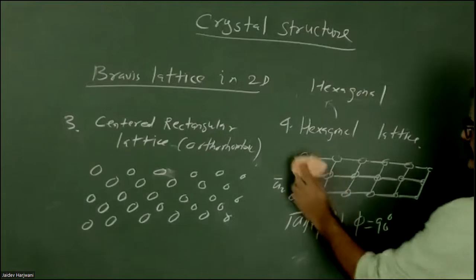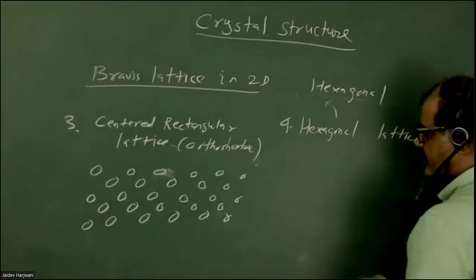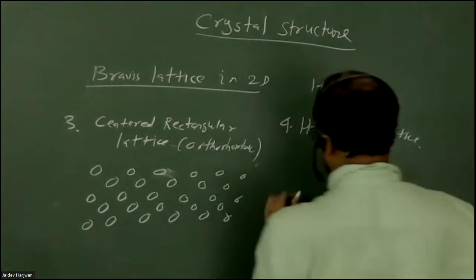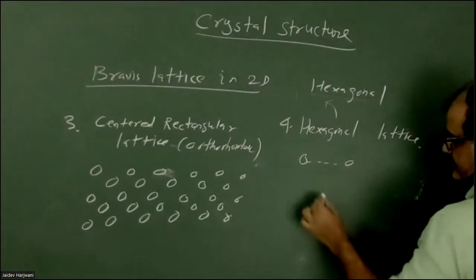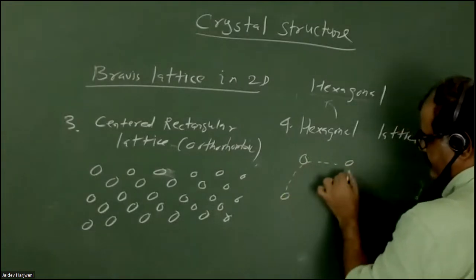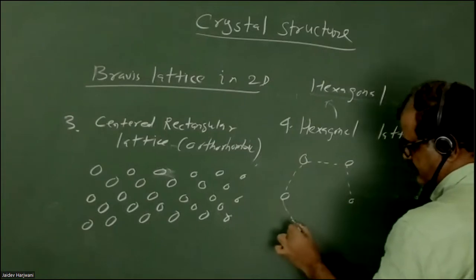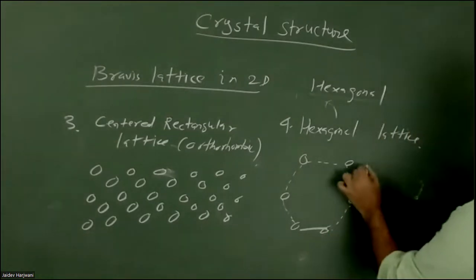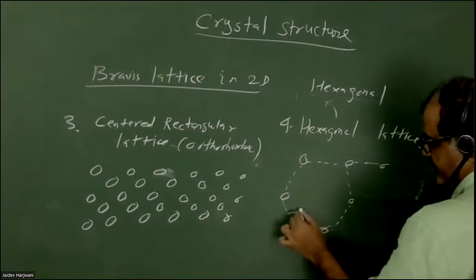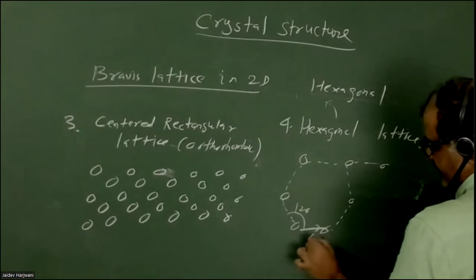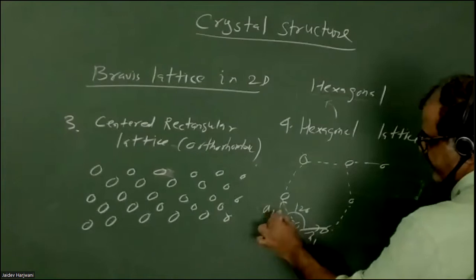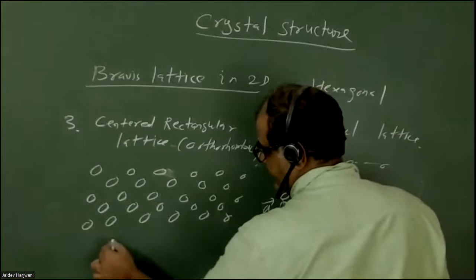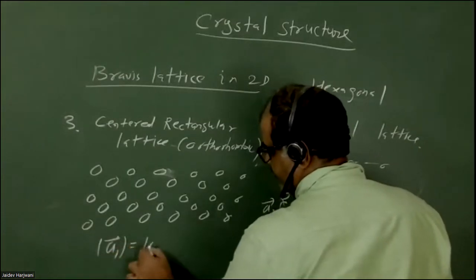That means I can draw a hexagonal. So here the angle is 120, and the magnitude of A1 and A2 is the same. In the rectangular case, the magnitude of A1 is not equal to A2.